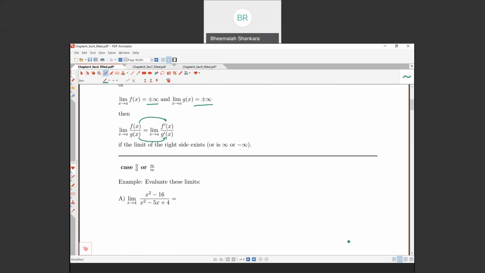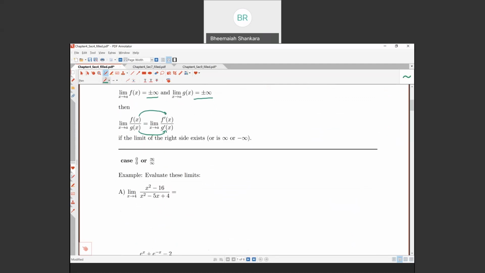So the question is asking us to evaluate this, so let's do it. The very first time, when you plug in x equal to 4, we have already seen these types of functions. 16 minus 16 is 0. Denominator: 4 squared is 16, 16 plus 4 is 20, minus 5 times 4 is 20, 20 minus 20 is 0. So because you got 0 over 0, you are applying L'Hopital's rule.